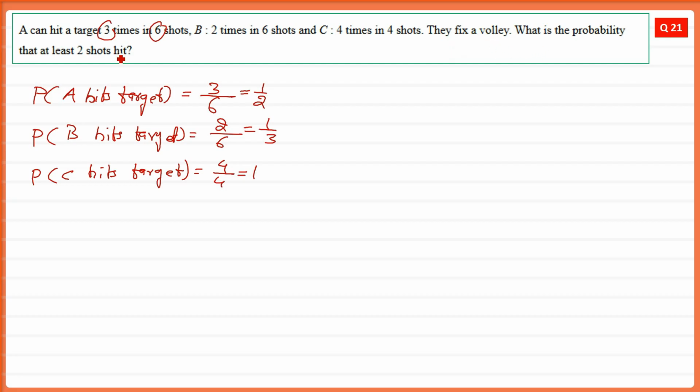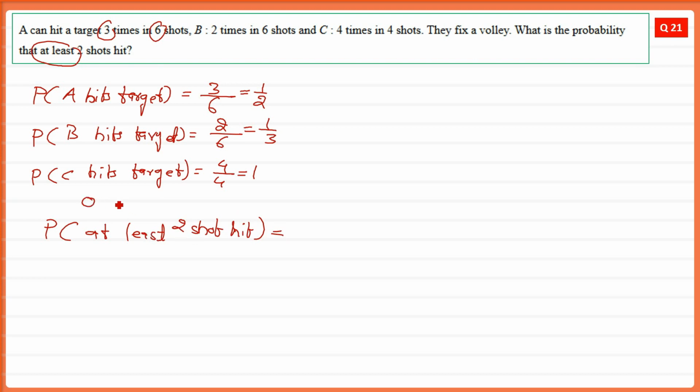Now these fire a volley. What is the probability that at least 2 shots hit? That is, a minimum of 2 shots have to hit. So this is the probability of at least 2 shots hit. 2 shots hit means what? It means it has to be at least 2 shots, or it can be 3 shots.